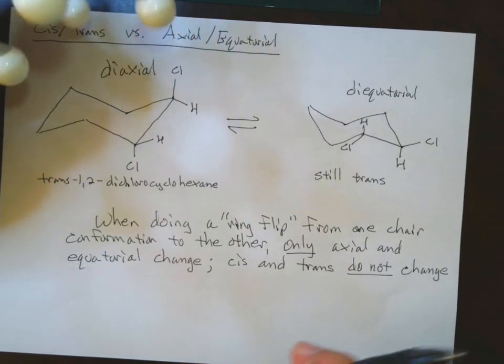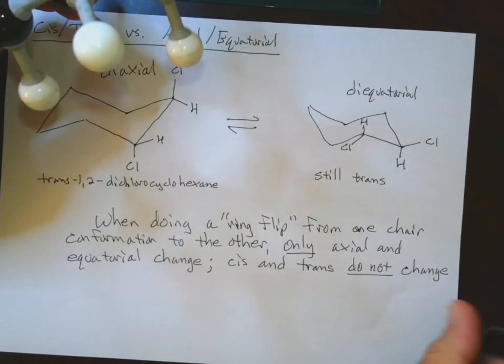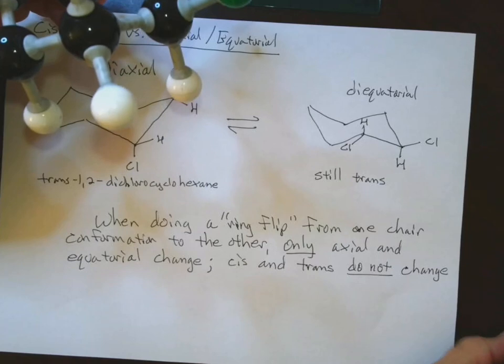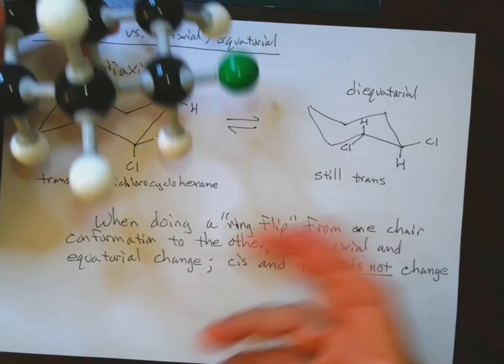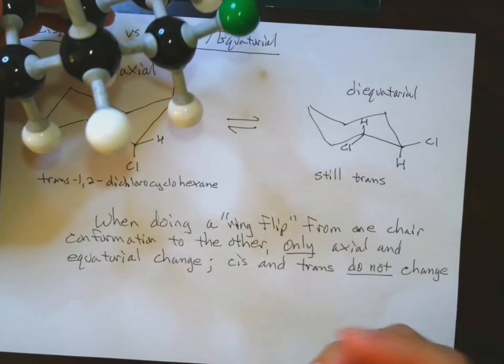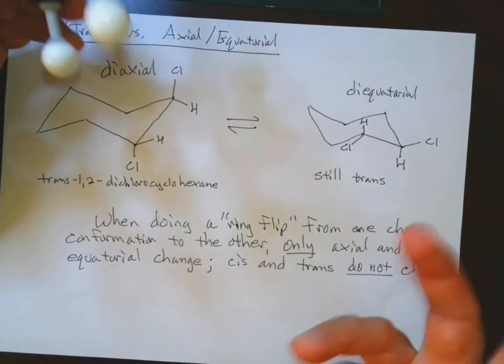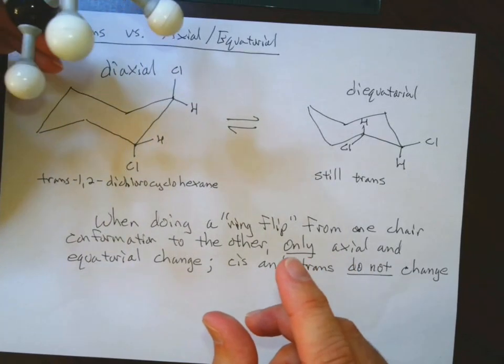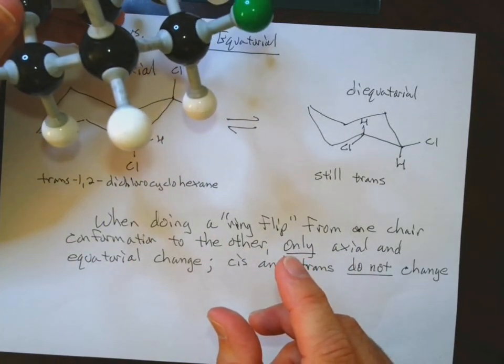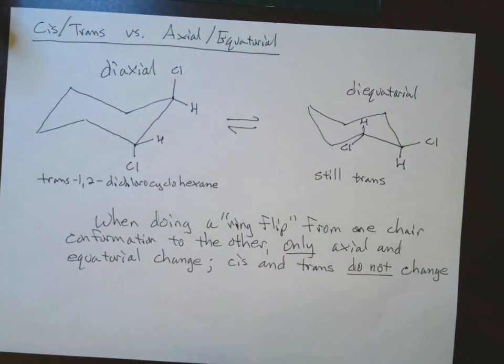And in subsequent lecture videos, we'll go ahead and take a look at energies associated with things being in axial positions versus equatorial positions. And we'll look at monosubstituted and disubstituted and multi-substituted cyclohexanes.